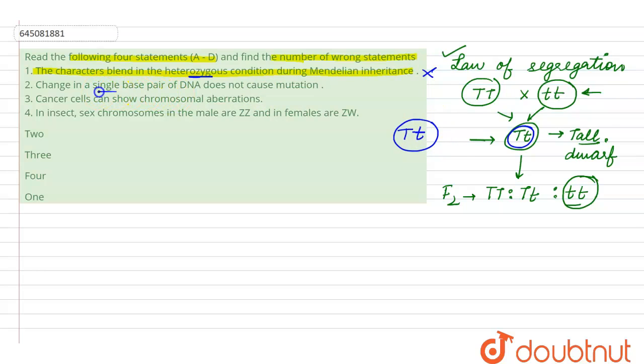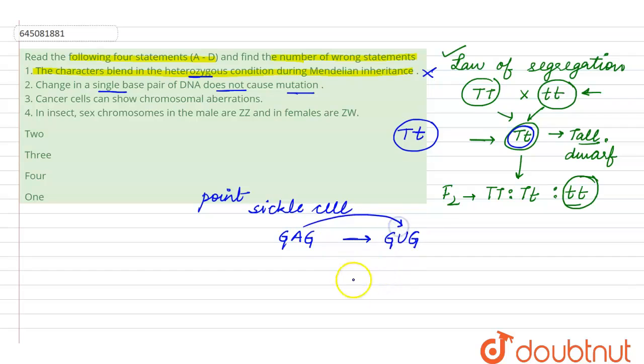The second statement says that change in a single base pair does not cause mutation. While we see an example of a point mutation, and a very common example of this is sickle cell anemia, in which there is a change in one single base pair from GAG to GUG. So this was a point mutation occurring at a single point which changed the entire protein, which led to the defective hemoglobin as well as the change in the shape of the RBCs, which now changed to sickle shaped and caused this defect. So this statement is also wrong here.